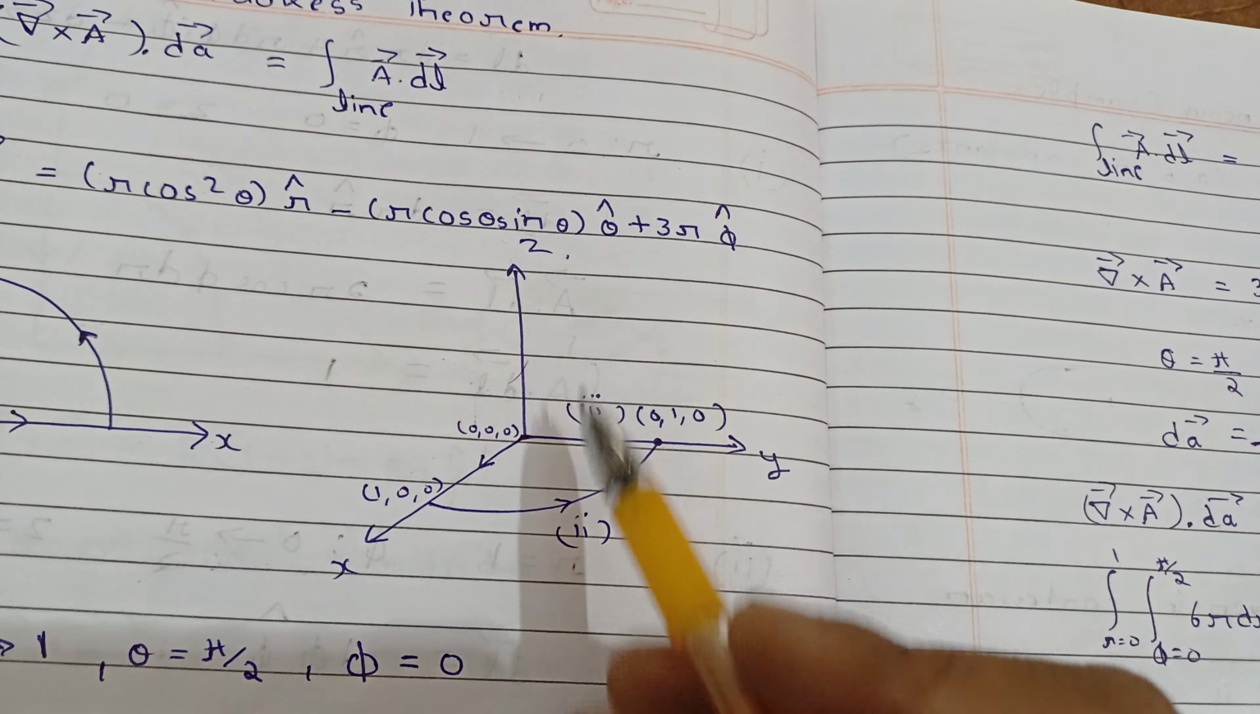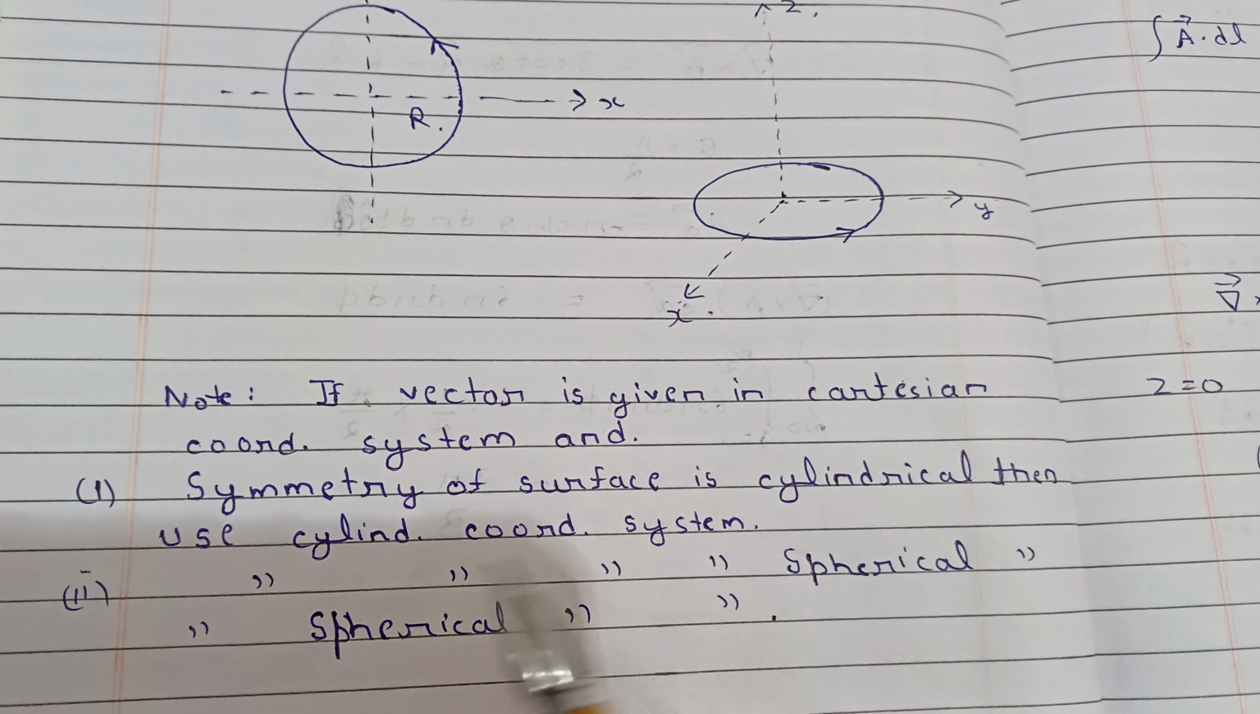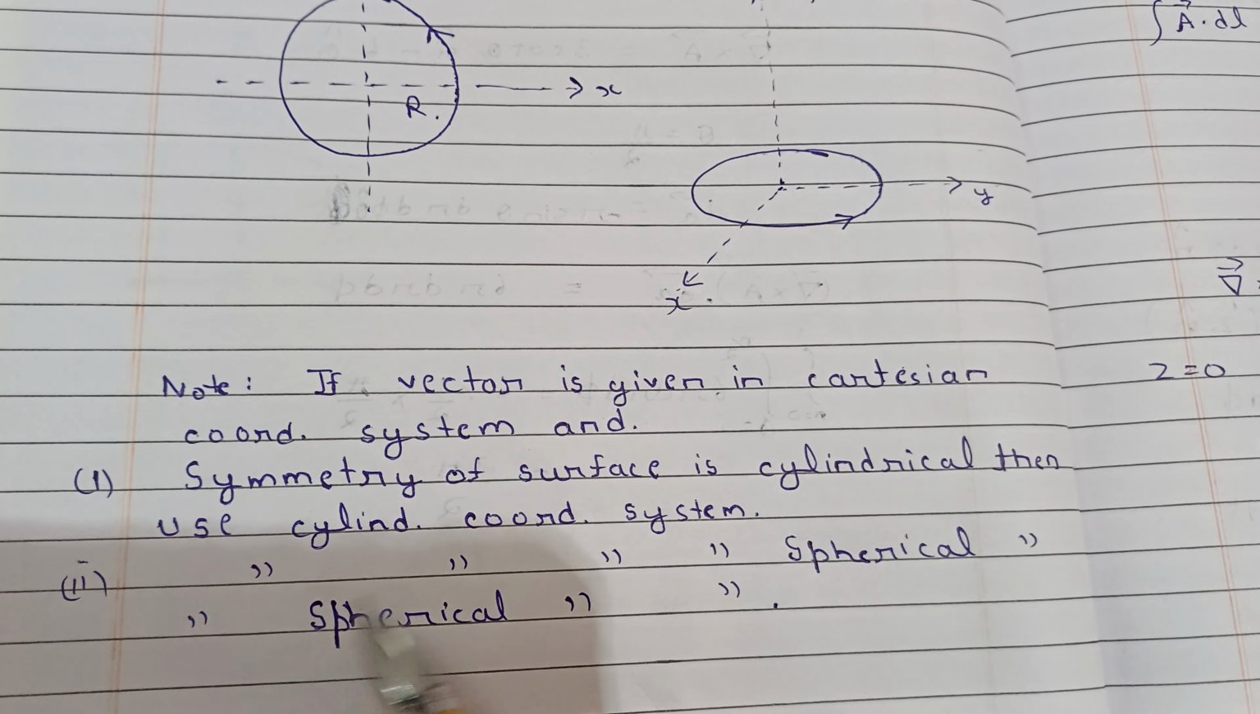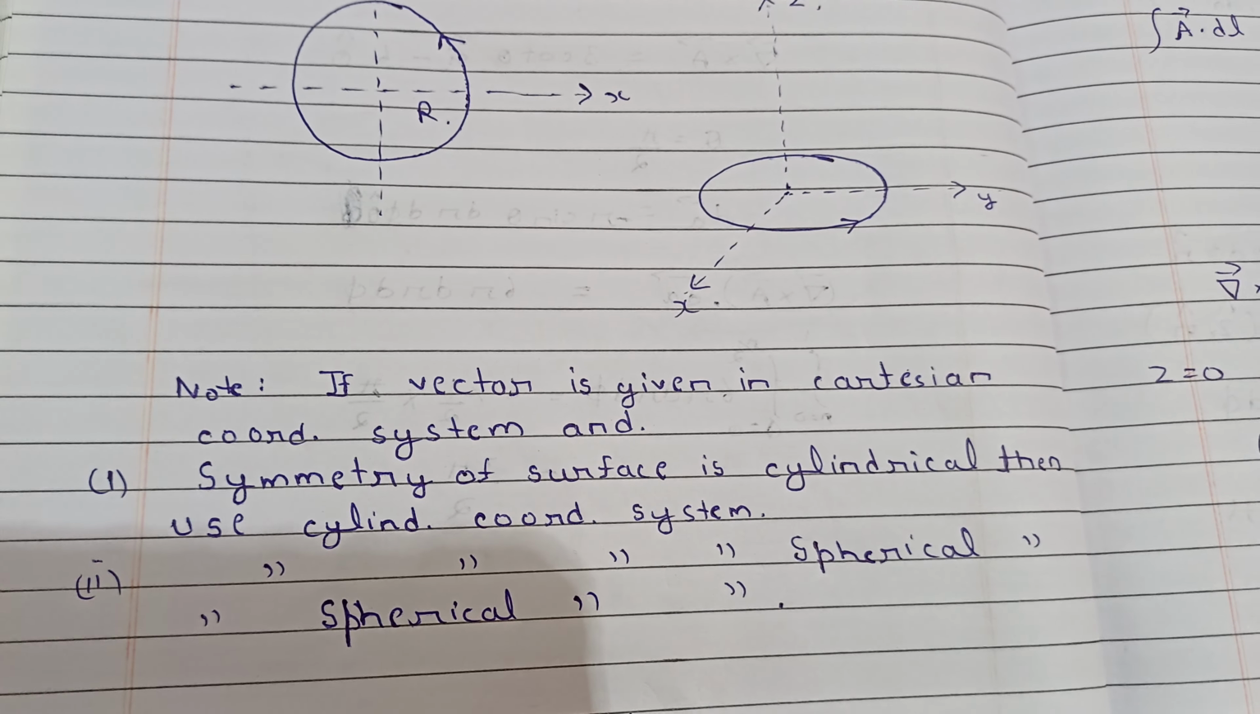So we will convert this into the known form, that is, you can write it in this form. Now see, in the Cartesian coordinates you can't solve this because it has a circular symmetry, so it can be solved in the cylindrical symmetry, because there we have infinite circles forming the cylinder. So note this: if the vector is given in the Cartesian coordinate system and the symmetry of the surface is cylindrical, then use the cylindrical coordinate system, and if the symmetry of the surface is spherical, then use the spherical coordinate system.